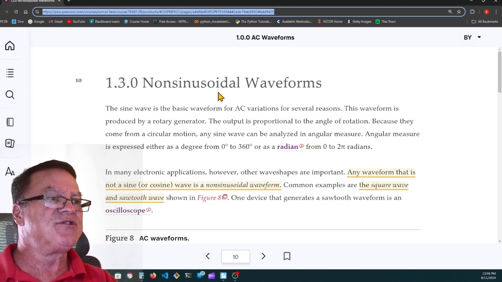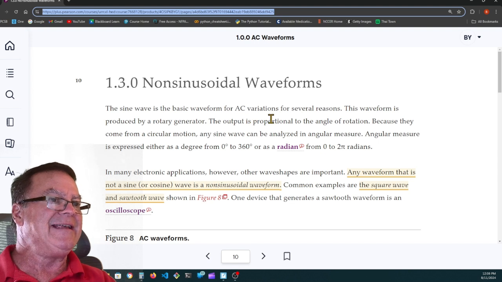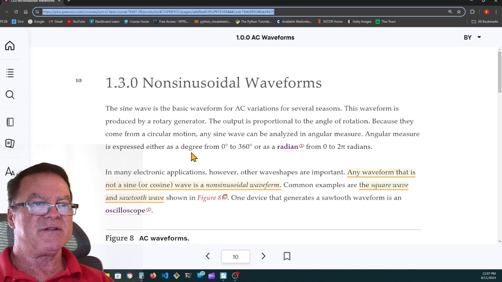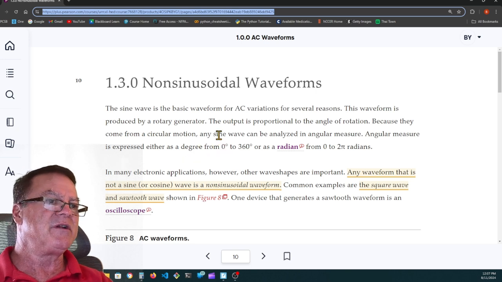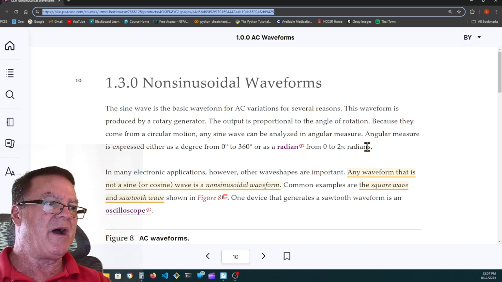1.3.0 non-sinusoidal waveforms. Sine wave is the basic form of AC variations for several reasons. This waveform is produced by a rotary generator. The output is proportional to the angle of rotation. Because they come from a circular motion, any sine wave can be analyzed in angular measure. Angular measure is expressed either as a degree from 0 to 360 degrees or as radians from 0 to 2 pi radians. In many electronic applications, however, other wave shapes are important.